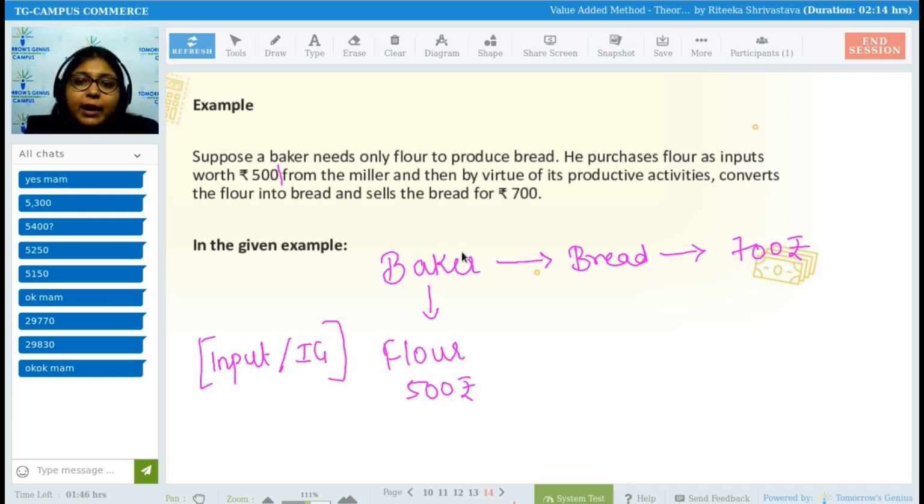So here, how much would the value added be? In the previous slide we saw how we get value added: value of output minus value of intermediate goods. So how much would be the value added in this given example? How much do you get from this example? Didn't understand?